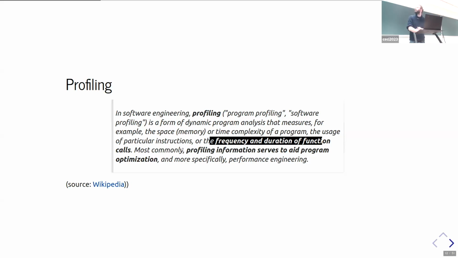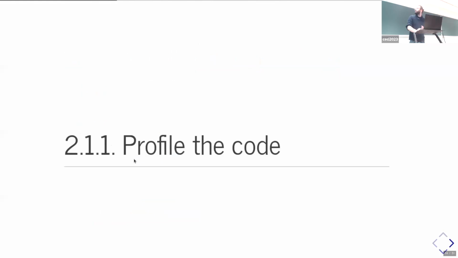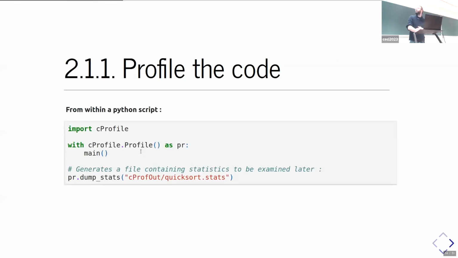The analysis itself is useless if it leads to nothing. Here the point is to actually aid program optimization, so going hand in hand with profiling is the optimization process. So, cProfile. This is a Python script also. I just import cProfile and use it that way. This is a context manager, if you are familiar with Python. I just create a profiler and run the main function in there. Very simple lines of code.